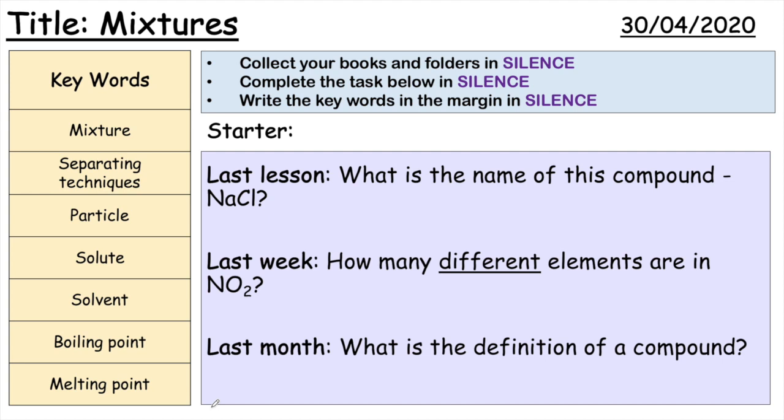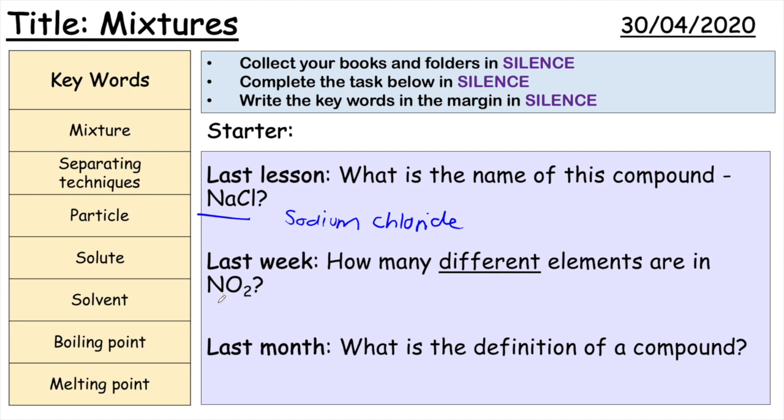The first question says, what is the name of this compound, NaCl? Well, if you remember, by looking at the periodic table, look for the capital letters and find the name of the element. So the first one is sodium and the second one is chlorine. But when chlorine is bonded in a compound, it changes and it becomes chloride. So sodium chloride.